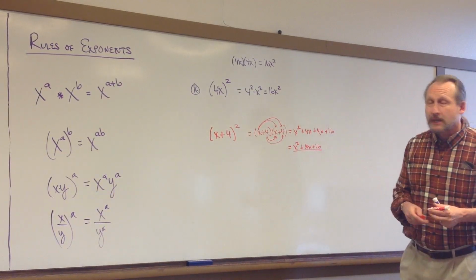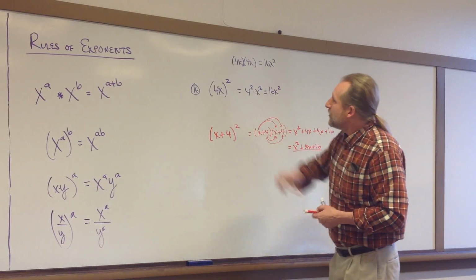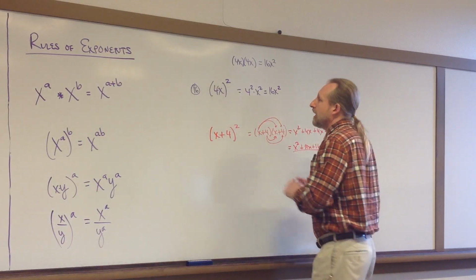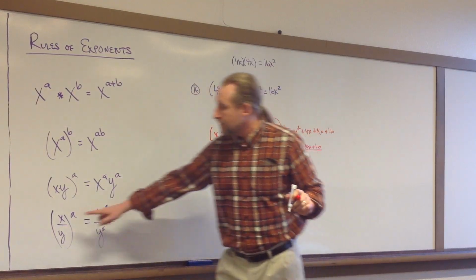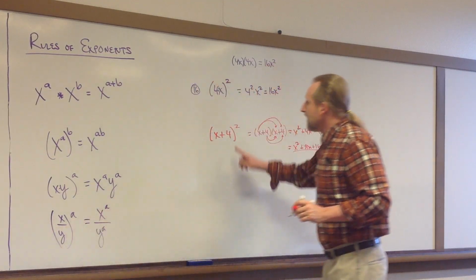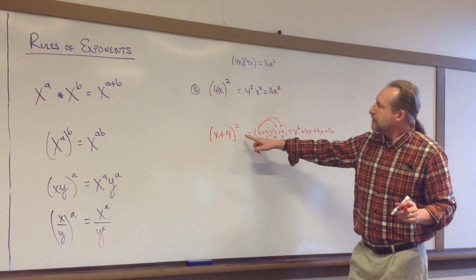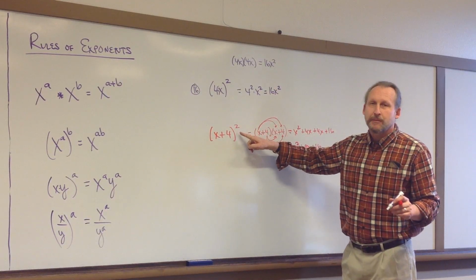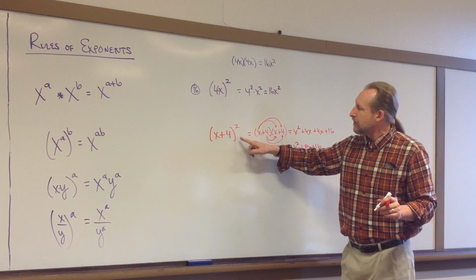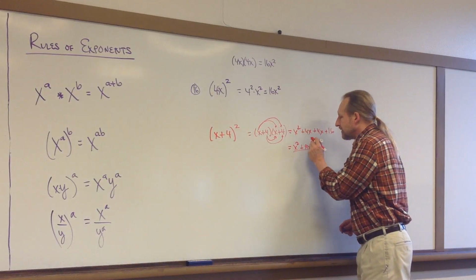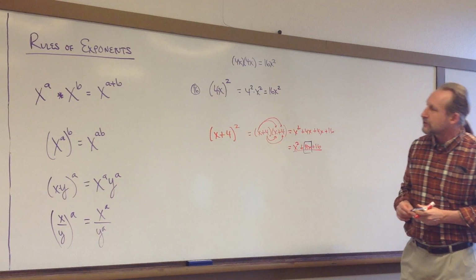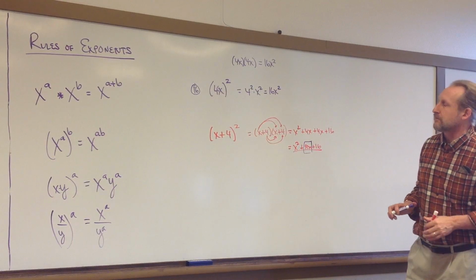Now the reason why I'm talking about this is because here you can distribute the exponent across multiplication or division. Okay? Here you can't distribute. This is one of the most common mistakes in algebra that people make. People look at this and they're like, oh, x squared plus 16. Now, you're missing this middle term, which is actually pretty important.